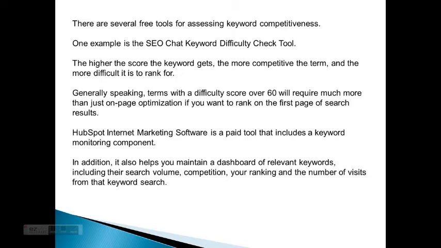HubSpot Internet marketing software is a paid tool that includes a keyword monitoring component. In addition, it also helps you maintain a dashboard of relevant keywords, including the search volume, competition, your rankings, and the number of visits from that keyword search.